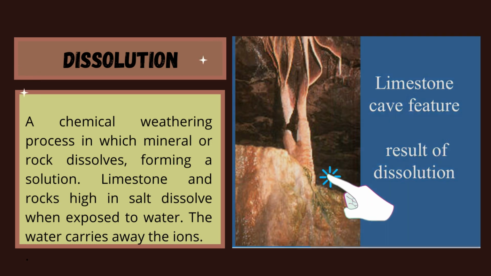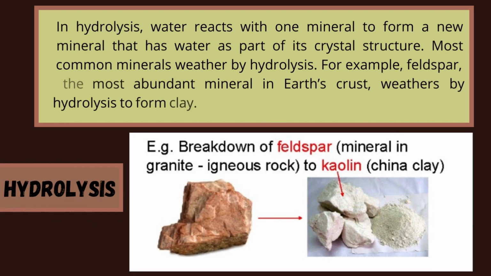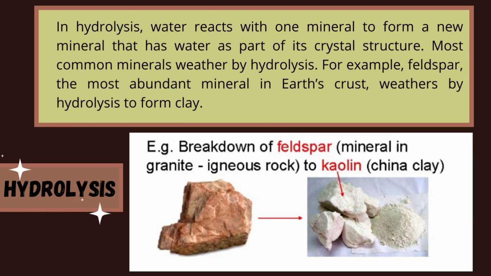Number 2, hydrolysis. In hydrolysis, water reacts with one mineral to form a new mineral that has water as part of its crystal structure. An example is feldspar, the most abundant mineral in Earth's crust, which undergoes hydrolysis to form clay.